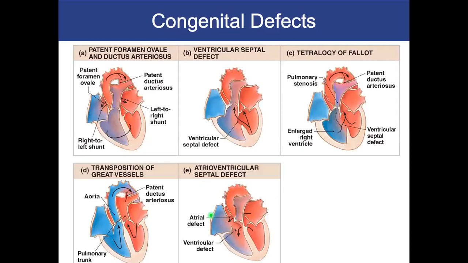Here are some congenital defects, and so this is something that I'm not going to ask you, but you will have to know for your programs. So patent foramen ovale and patent ductus arteriosus means that these stay open. So patent ductus arteriosus is what I had. That means that this stayed open. They went in and closed it. The patent foramen ovale means that foramen ovale stays open.